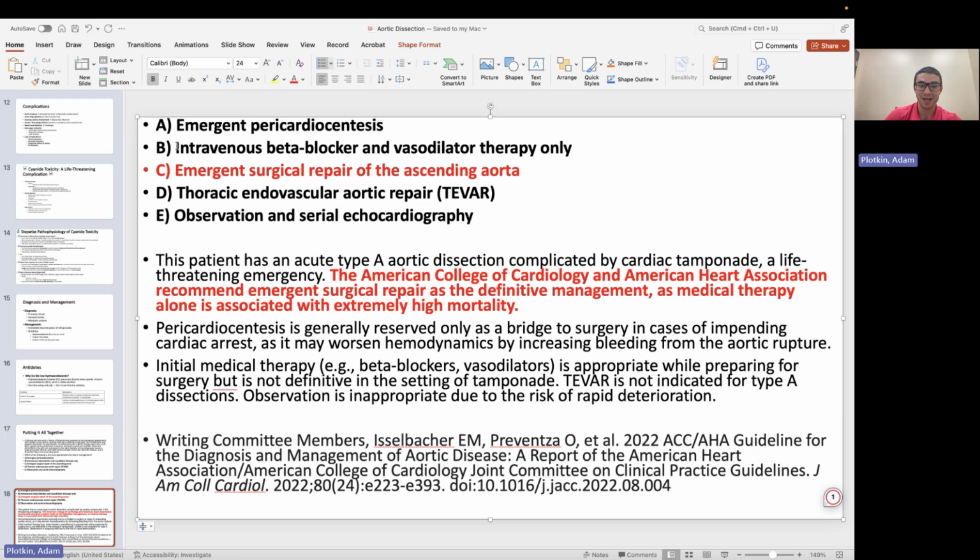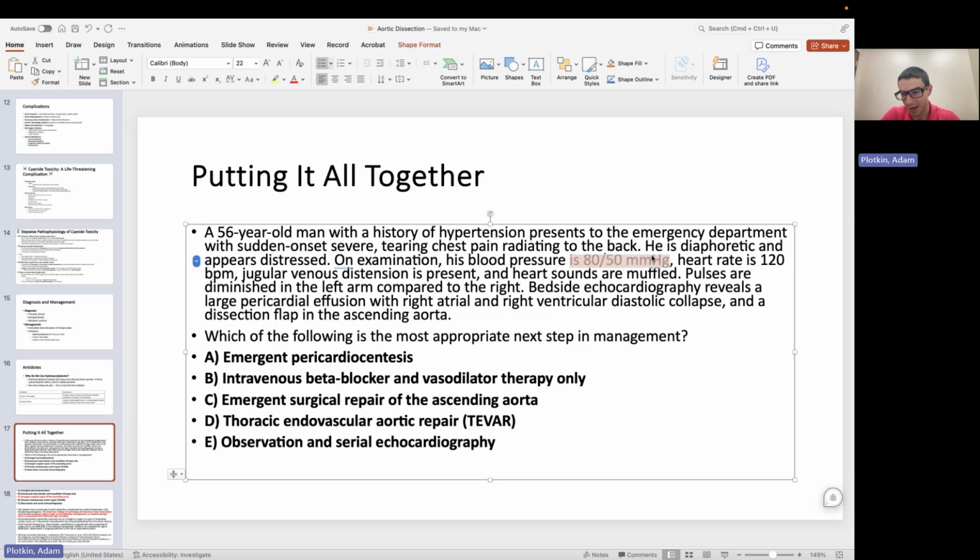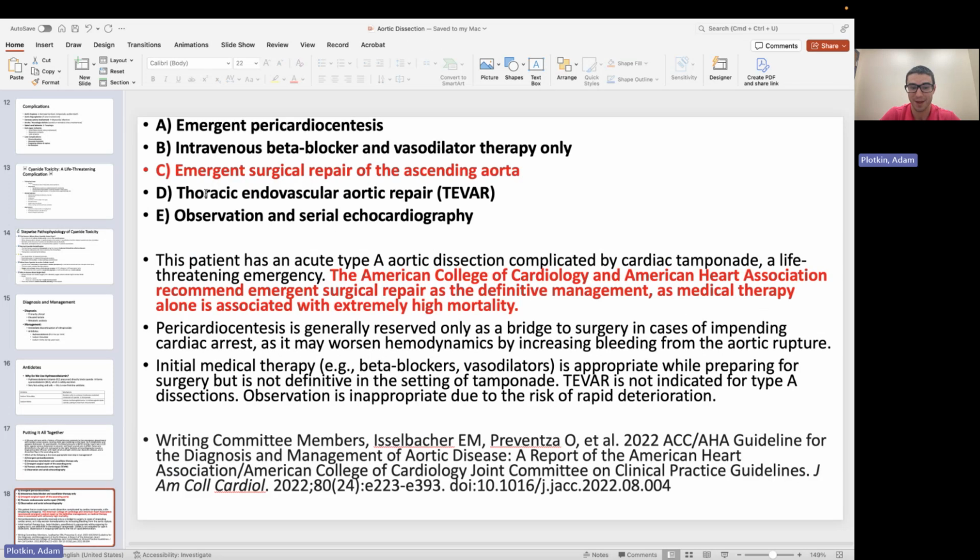And honestly, in this case, for most aortic dissections, as long as they're not hemodynamically unstable, we would give that. But because this patient's blood pressure is already 80/50, I'm actually probably not going to give them that, right?